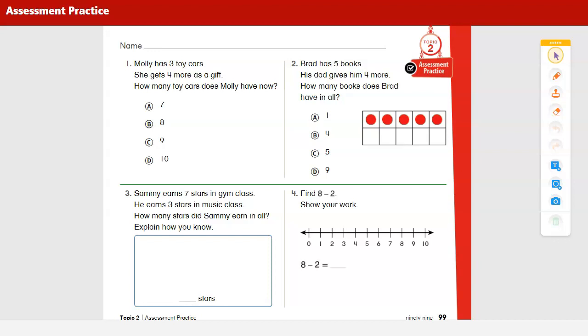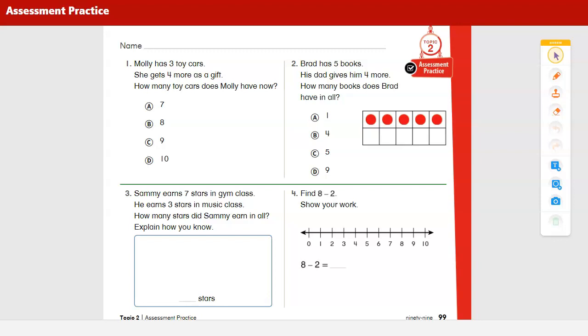All right, boys and girls, now is the time for you to complete your assessment of practice for your Topic 2 assessment that you will be taking tomorrow. Now, how we are going to do this is Mrs. Collier is going to read you the question and the answer choices, and then you are going to complete it.